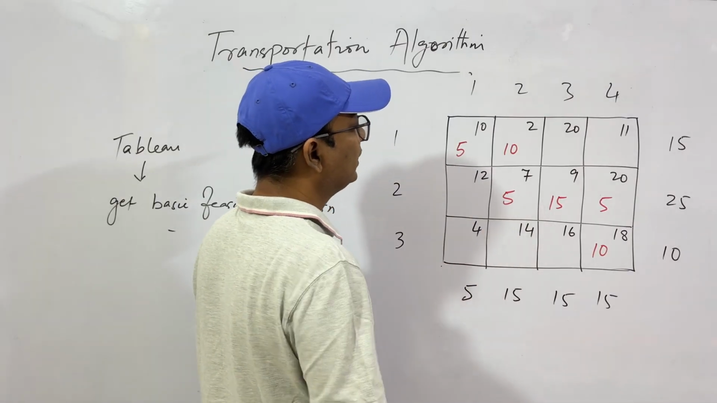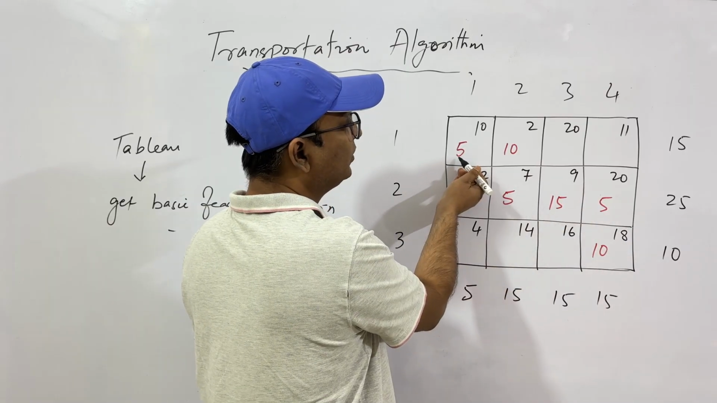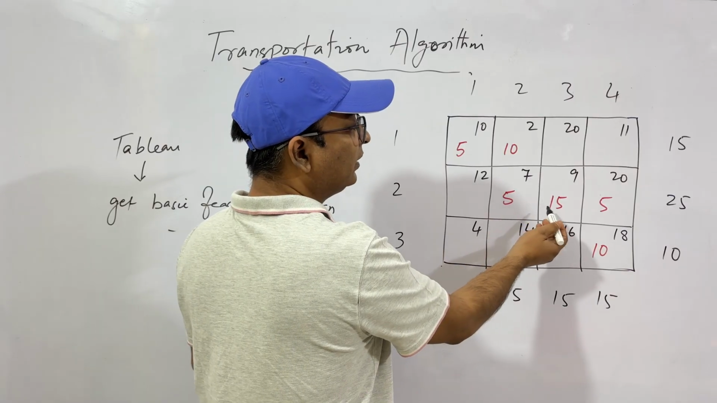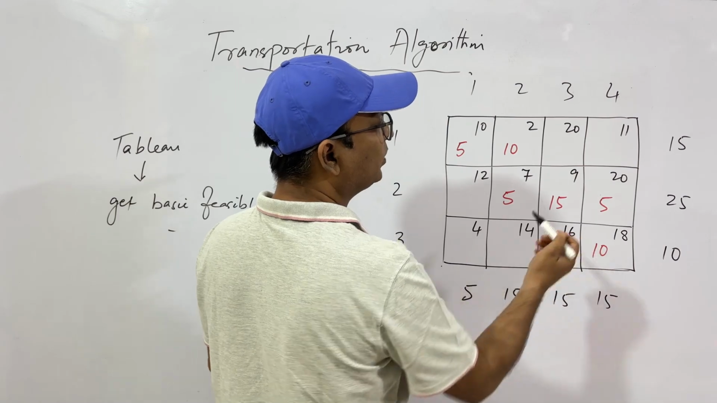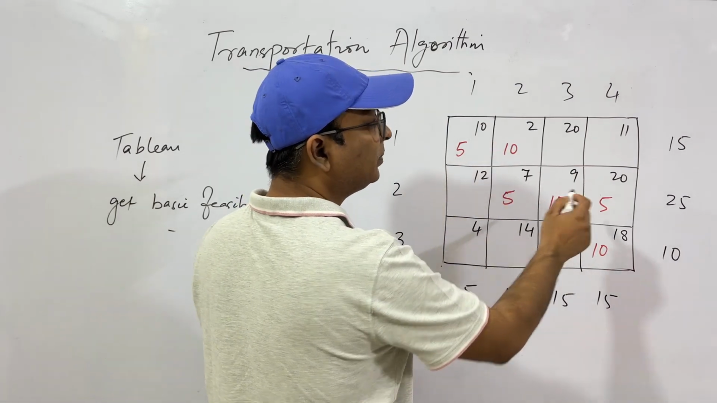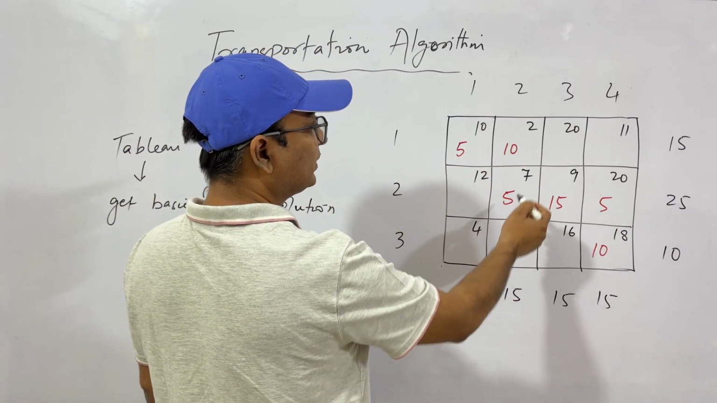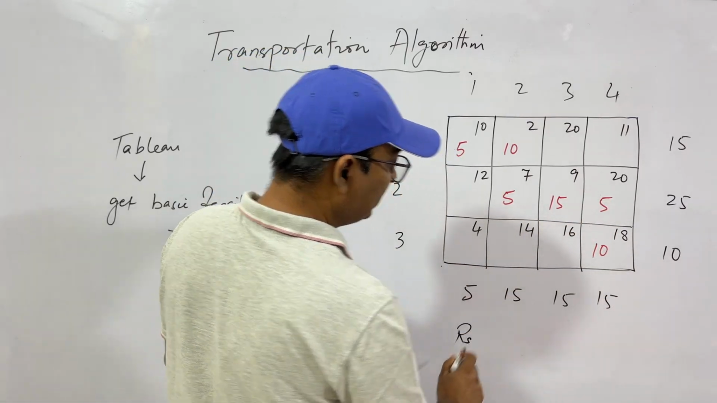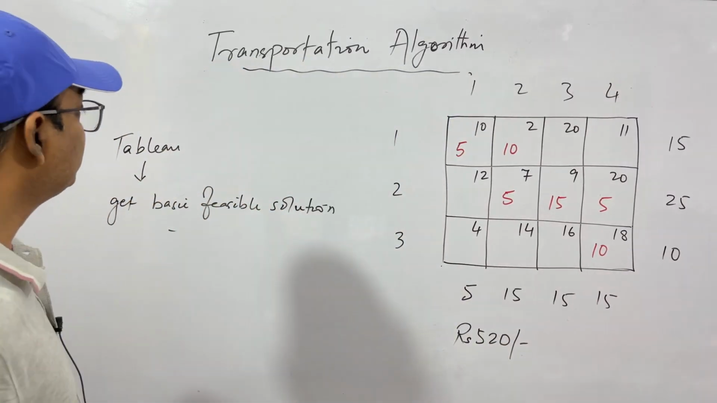For example, by the northwest corner method, we got this basic feasible solution, that is x11 equal to 5, x12 equal to 10, x22 equal to 5, then we have x23 equal to 15, x24 equal to 5, and x34 equal to 10. So these are the basic variables, and this multiplied by the cost is the basic feasible solution. That is 5 cross 10 plus 5 cross 10 plus 10 cross 2 plus 5 cross 7 plus 15 cross 9 plus 5 cross 20 plus 10 cross 18. And if you remember, the answer was rupees 520. That is, the cost of transportation is 520 by this method.